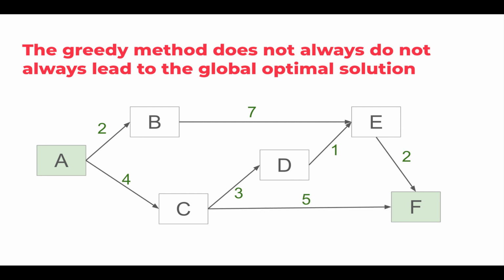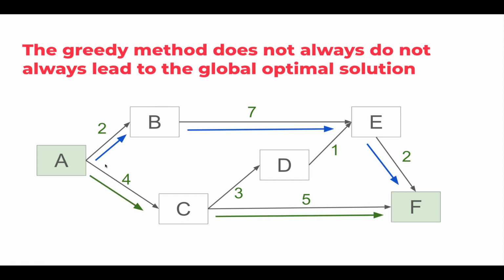So if we do the greedy approach, and I'm just adding an extra node here so that we can see how impractical they would be in always finding the global optimal solution. Just like we did previously, at node A, we'll choose the route with a length of 2. At node B, we'll choose the route with a length of 7. At node E, we'll choose the route with a length of 2. But the global optimal solution is actually A to C to F, if you look at it, because the distance here, unlike the other one, which is 11, is only 9. So this would be the global optimal solution.